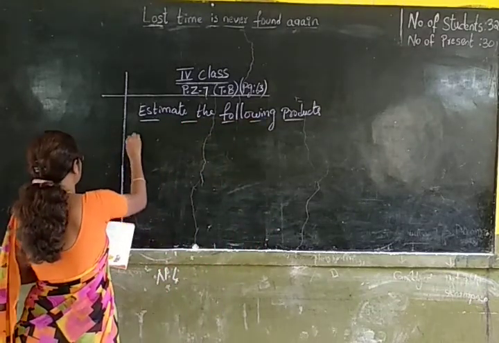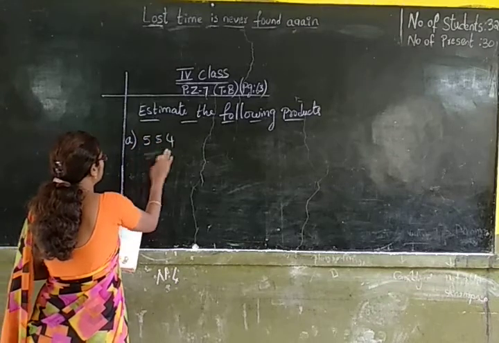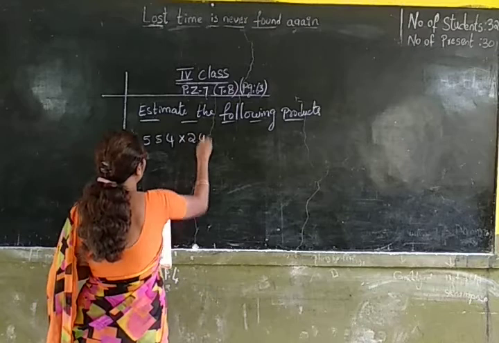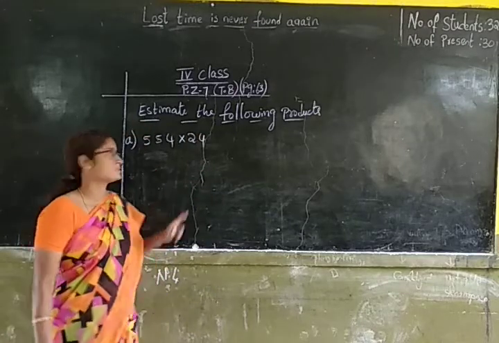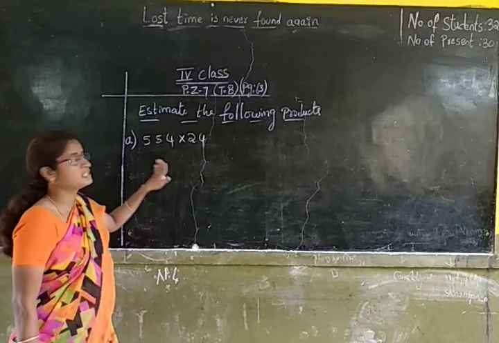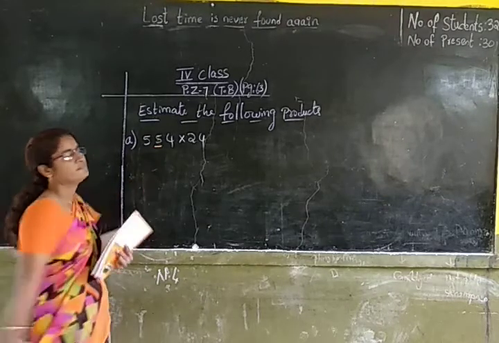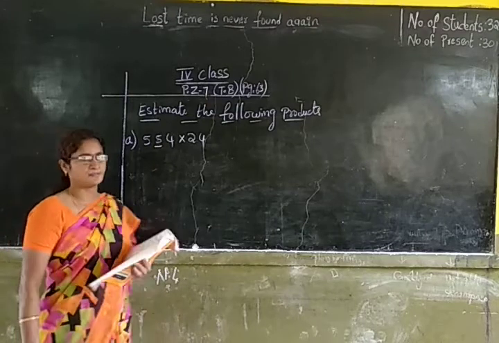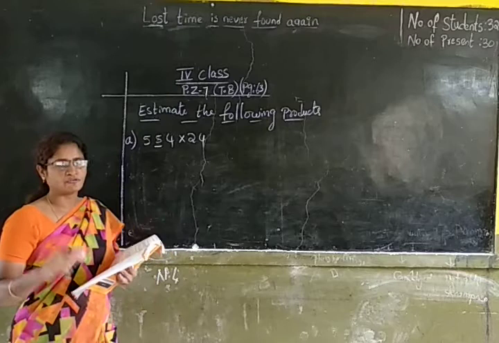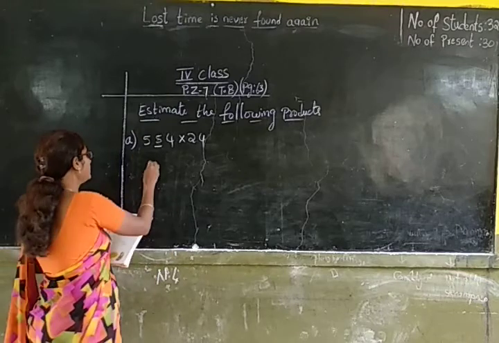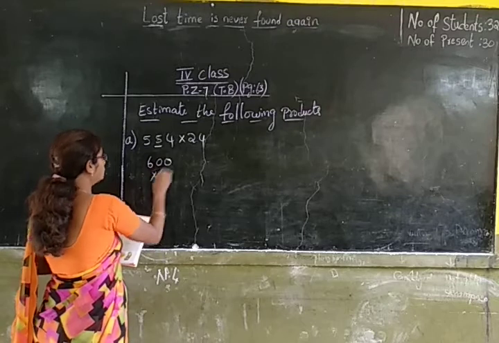The first question is 554 into 24. For estimating the product, first we have to round off the numbers. Now let us round off the numbers to the nearest hundreds. For rounding off the number to the nearest hundred, we have to underline the digit in tens place. Here the digit at tens place is 5 and it is equal to 5. So we have to add 1 to the next number. So this will become 600 into.